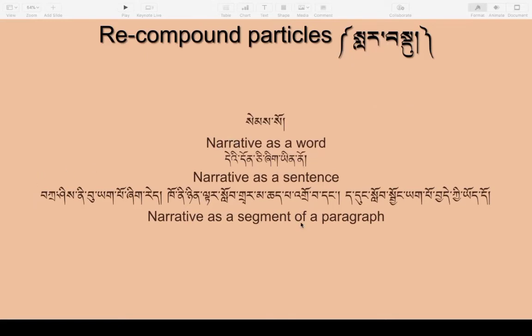If you want to use it in a segment of a paragraph, just decide at which point this is the last thing you want to say about the topic. For example, if you were writing about what recompound particles are, and you kept writing, you would say, okay, this is going to be one narrative where I will talk about what the 11 different recompound particles are.